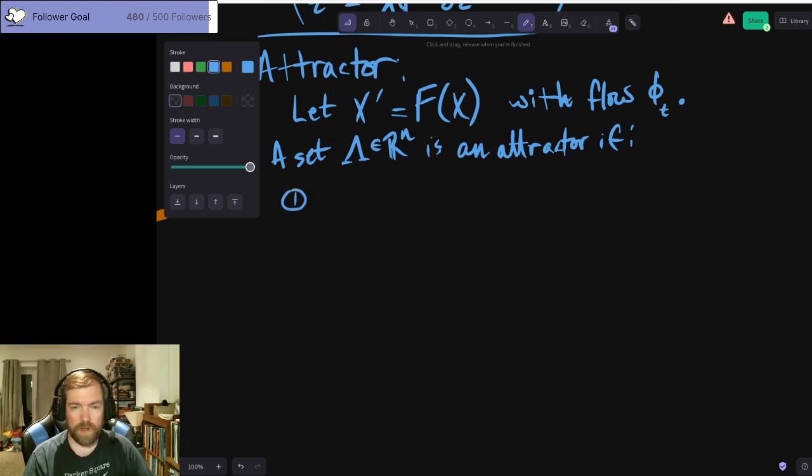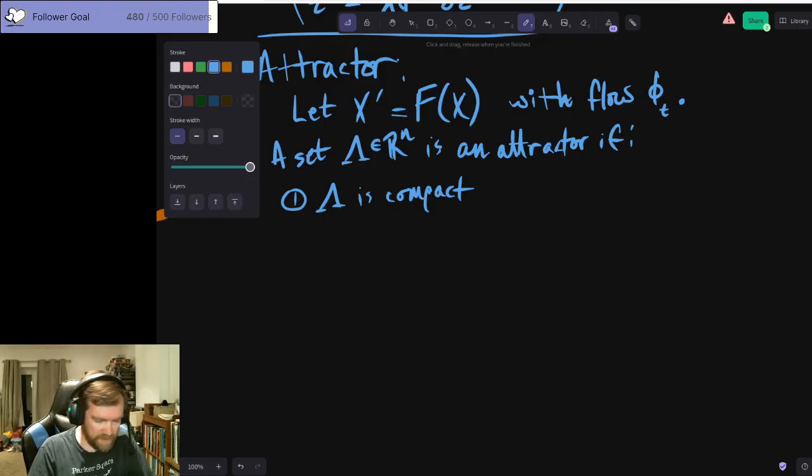So 1, lambda is compact, and I think probably this is going to be best understood through Penn Center's complex analysis class. I don't remember 100% what compact means. If anybody in chat knows, feel free.